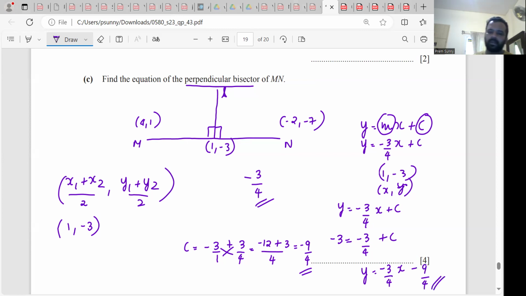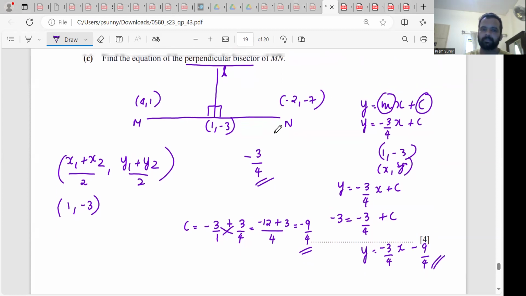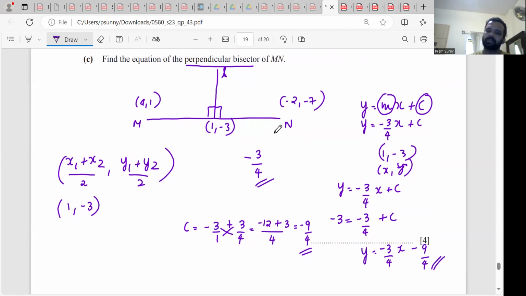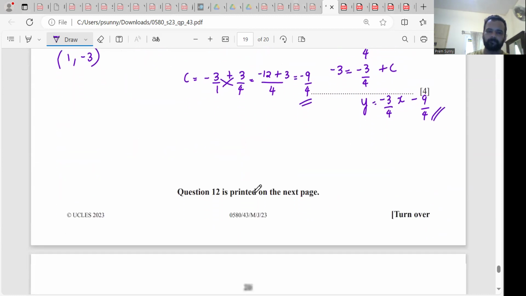Minus 9 by 4. This will be your final answer for the equation of the perpendicular bisector of MN. For the perpendicular bisector of MN, you need to know that it passes through the midpoint of MN. First, you find the midpoint of MN using this formula. Then we know y equals mx plus c. The gradient of MN is 4 by 3, so the perpendicular bisector will have the negative reciprocal, minus 3 by 4. Then substitute the midpoint in y equals mx plus c. You have m, x and y, so you will get the c value. Then with m and c, substitute in the standard form y equals mx plus c.